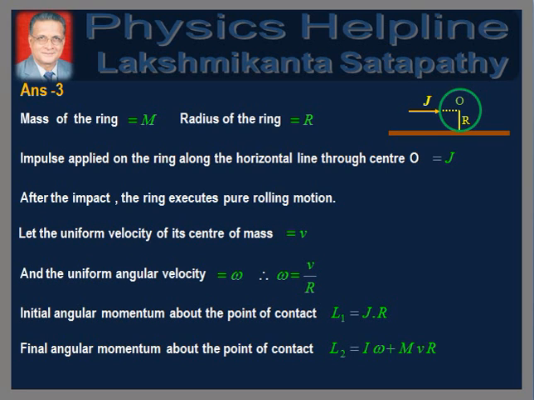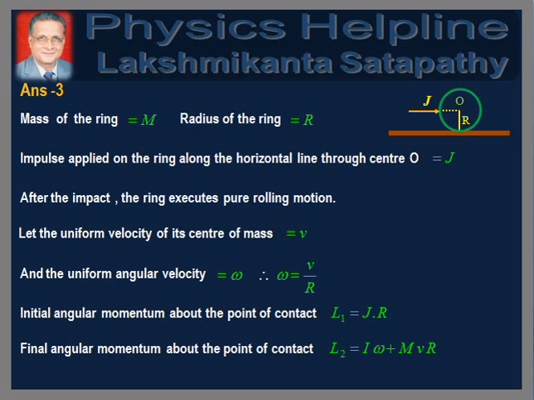Finally, we will solve the problem in question 3. The situation is shown in the figure. Mass of the ring is equal to m and radius is equal to r. It is placed on a rough horizontal surface. Impulse applied on the ring is equal to J. It is applied along the horizontal line passing through the center of the ring. It is given that the ring executes pure rolling motion after the impact. Let the uniform velocity of center of mass be v and uniform angular velocity be omega. Therefore, we have omega is equal to v by r.